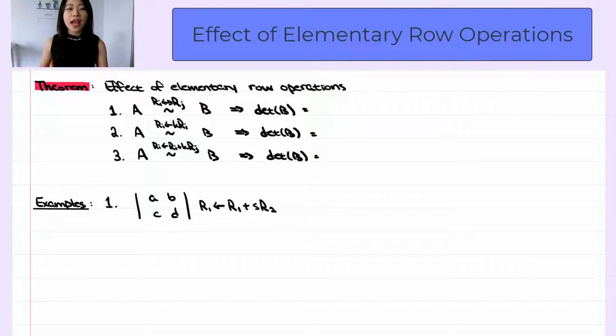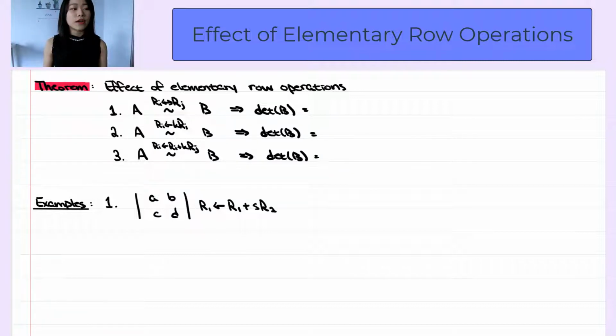Remember, we have three types of elementary row operations. We can either interchange two rows, so we interchange ith row with jth row. The second type is we can replace a row by a scalar multiple of itself, so we replace the ith row by k times the ith row. And the third type is we can add a scalar multiple of another row to a row. That is, we are replacing ith row by ith row plus k times the jth row.